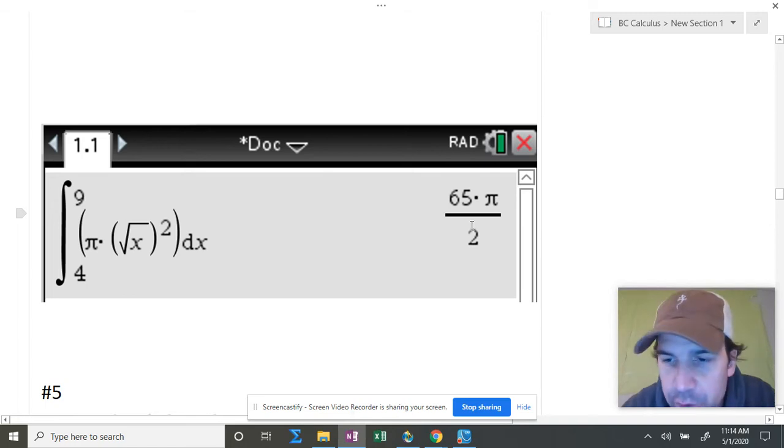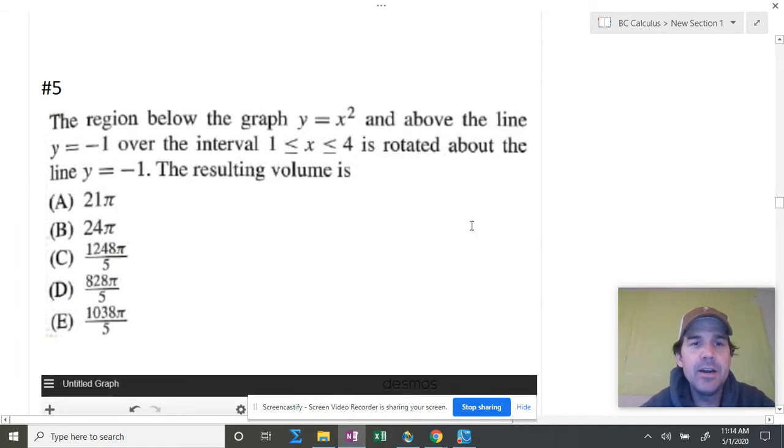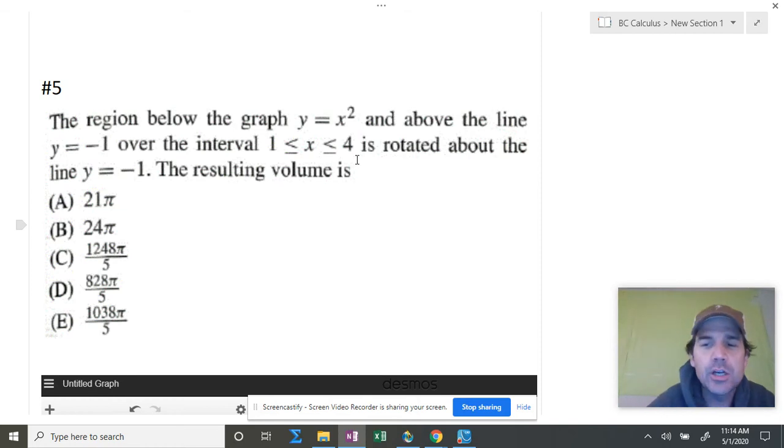There is your volume. Number 5. Find the area below the region of y equals x squared, but above the line y equals -x. So you're not going all the way to the x-axis. You're going down even more, which is a little bit weird. This isn't your typical kind of problem. It looks like a washer problem, but it's actually a disk problem because you're filling in that middle part.